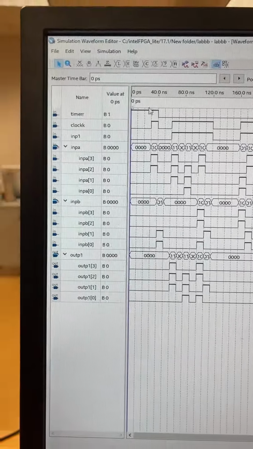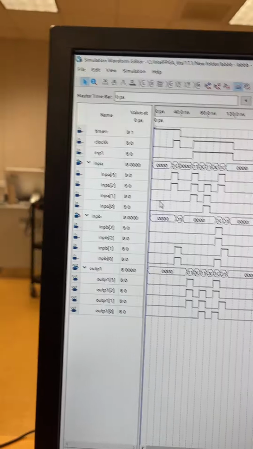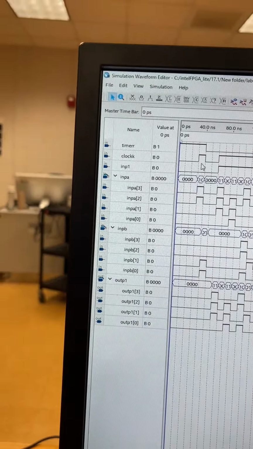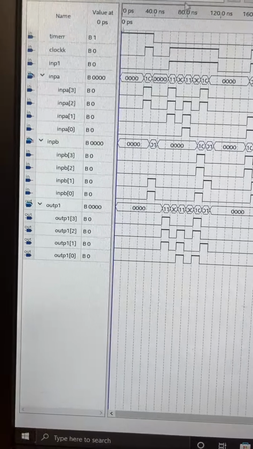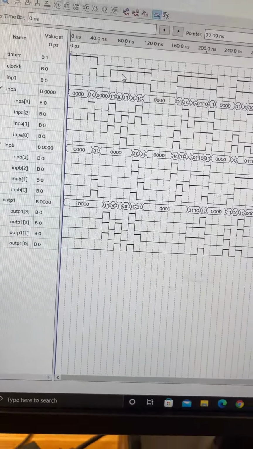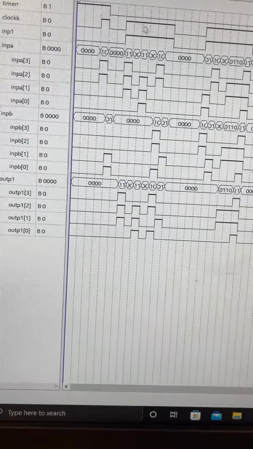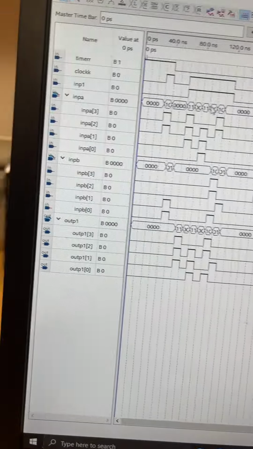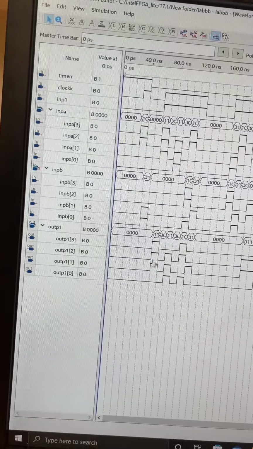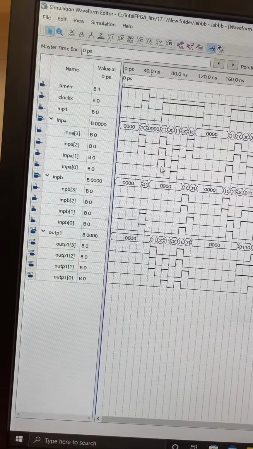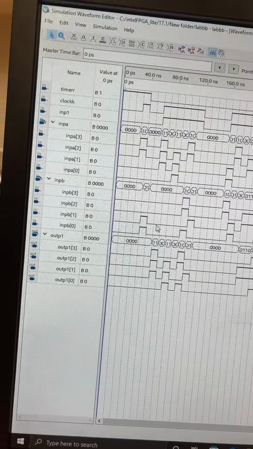So when the timer is 1, no matter what the input is, the output will always be 0 for all of these. When the clock is 1, I go into state. Current state will be 0, and it will be the OR state. So when I have 1, 1, 1, the output will be 1, 1, 1, 0. I'm sorry, this is 1, 1, 1, 0. The output will be 1, 1, 1, 0.